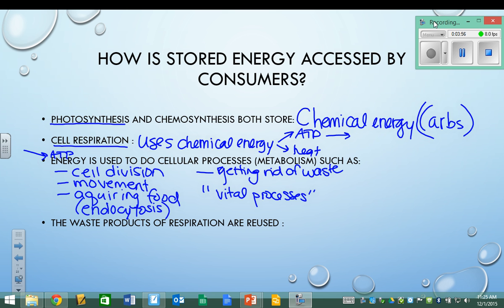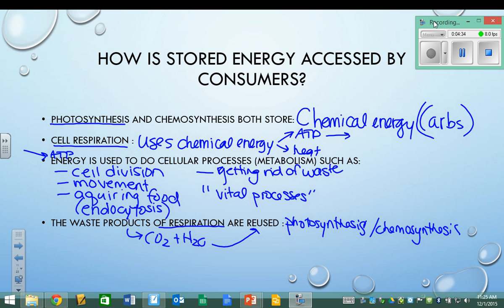Now, if I ever asked you, what is ATP used for? Pretty much anything that happens in your body, ATP was probably used at some point. So there are so many answers that would be acceptable. And then it's important to recognize that the waste products of respiration, so when cellular respiration happens, there are waste products, CO2 and H2O. They are reused so that photosynthesis or chemosynthesis can happen again.